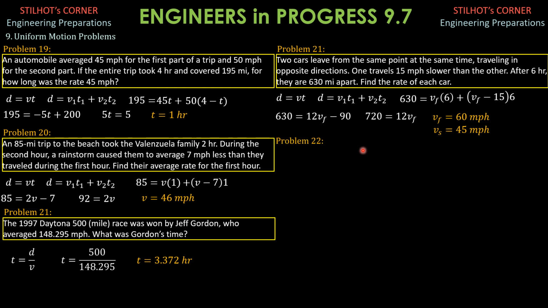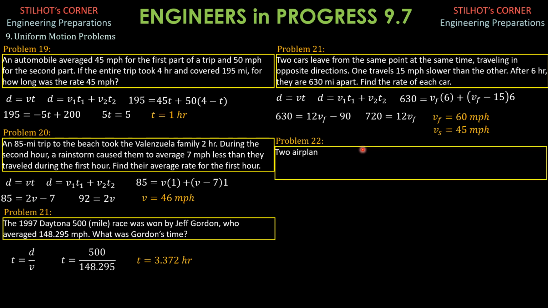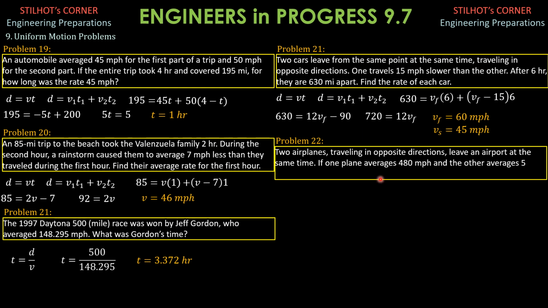Problem 23. Two airplanes traveling in opposite directions leave an airport at the same time. If one plane averages 480 miles per hour and the other averages 520 miles per hour, how long will it take before they are 2,000 miles apart? So this is similar to problem 22. Distance equals speed times time, V1 T1 plus V2 T2, and average rates are given.